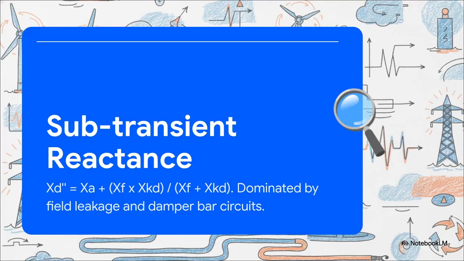Let's zoom in on those first few critical milliseconds for a second. Why is that subtransient reactance so incredibly low? It's because it's dominated by a parallel combination. You have the field leakage reactance, Xf, and crucially the damper bar circuits, Xkd. The math works out to Xa plus the parallel product of Xf and Xkd. These damper bars are actually embedded right in the rotor specifically to repel sudden flux changes. They act almost like a squirrel cage in an induction motor, forcing the fault flux into high-reluctance air paths, which creates that massive, instantaneous current spike.